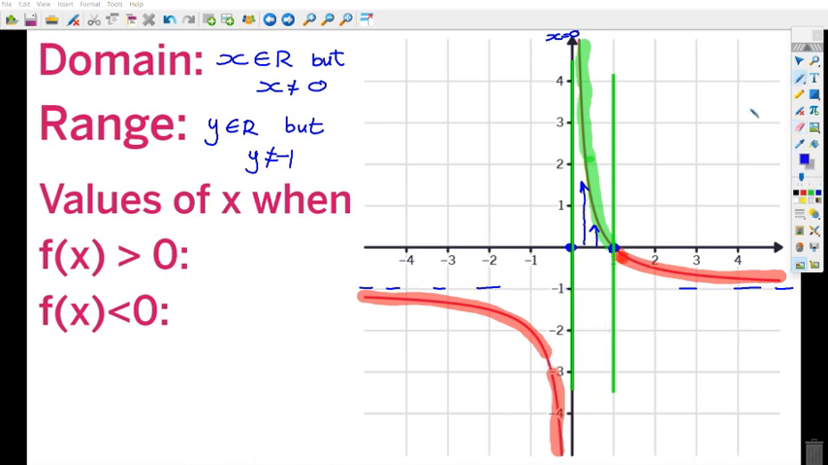So between which 2 points? x is between 1 and 0. So x is greater than 0 and smaller than 1. That's where my graph is above. So that's the green part.